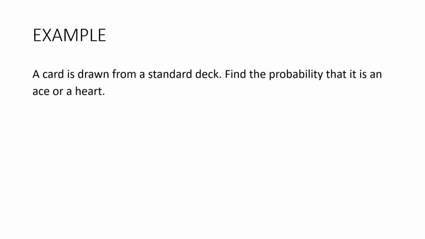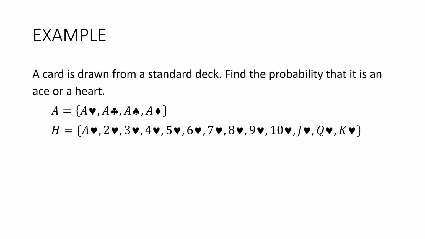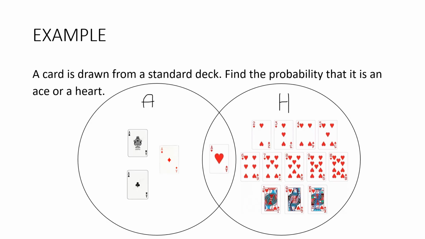Here's an example. A card is drawn from a standard deck. Find the probability that it is an ace or a heart. Now we looked at this example in the previous video. Let's look at it in light of what we've just learned. So here's the sample space for the aces, and here's the sample space for the hearts. Are they mutually exclusive, or do they have a common element? They have a common element, don't they? The ace of hearts appears in both lists, and so the events are not mutually exclusive. And if we use sets to look at it, you can see how we overlap them. So here's all of the aces, here's all of the hearts, and here is the common element, the ace of hearts.